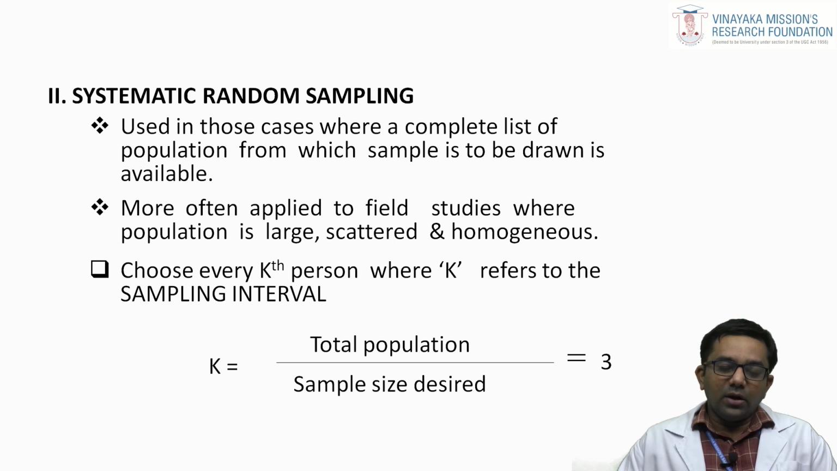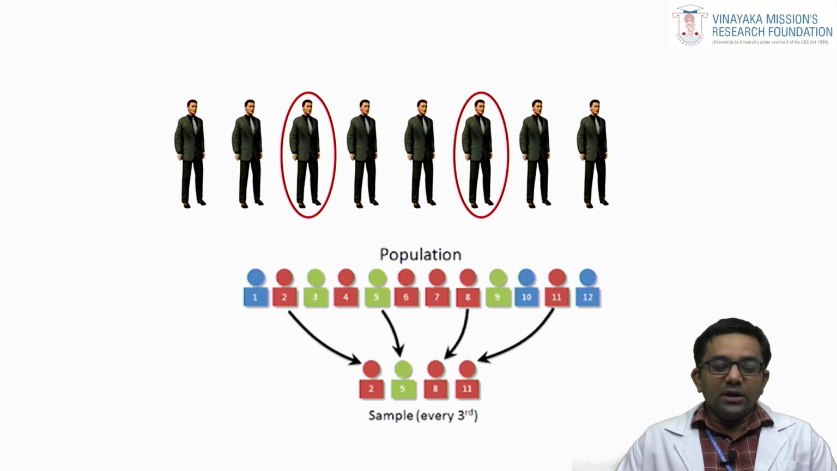After getting the value of 3, we select every third person in a systematic manner, that is, every third individual in the population is selected. The first person is selected randomly, and after that every third person is selected until we achieve a sample size of about 100. So, that is systematic random sampling, which is why it is known by that name.